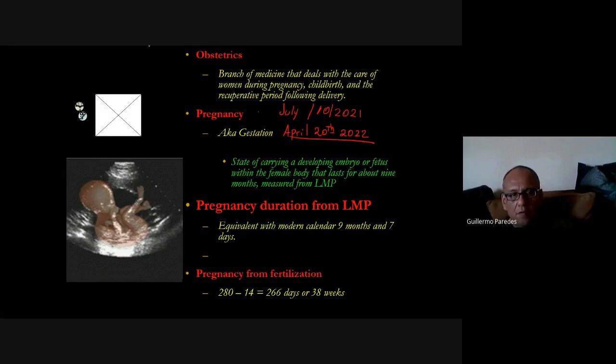Very simple. From the LMP, you are going to subtract 3 from the months, and you're going to add 10 or 7 days to the date of the LMP. That is the formula where you can get approximately, very close, the delivery date of the baby. You okay with that?